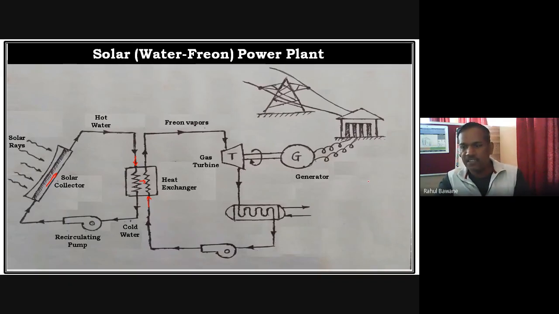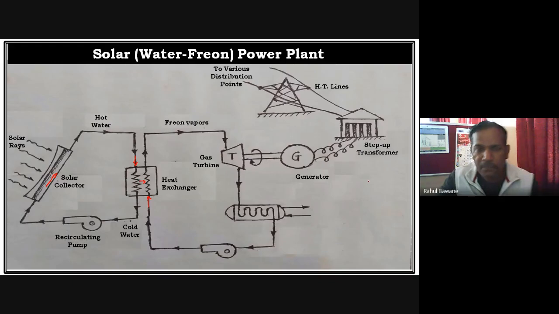So the mechanical energy is supplied to the generator, where the generator generates electric power, and before transmission we have to step up that electric power. So with the help of a step up transformer, we step up the generated electric power, and using a high tension transmission line, we then supply this to various distribution points.